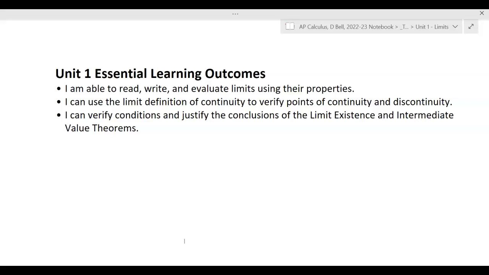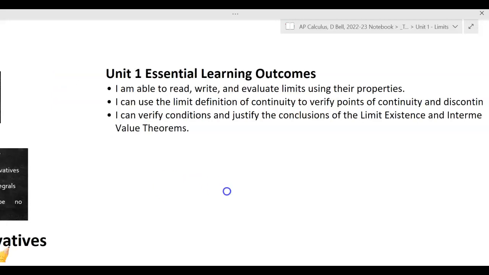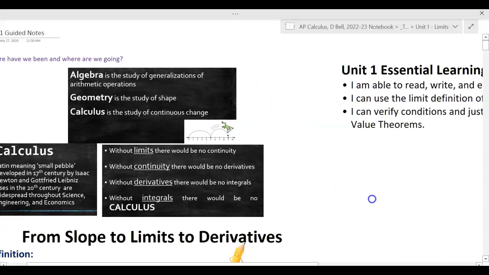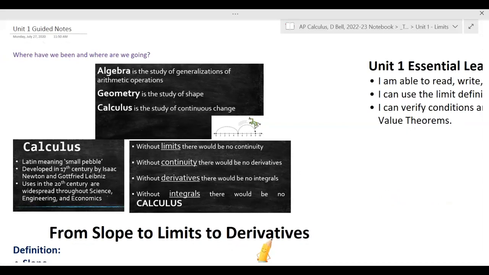Using the limit definition of continuity to verify points of continuity and discontinuity. And we have two theorems in Unit 1. So verifying conditions and justifying the conclusions of the limit existence theorem and the intermediate value theorem. So we're going to learn about limits. We're going to talk about continuity versus discontinuity and the limit existence theorem and the intermediate value theorem. So there's a lot you're going to learn in Unit 1. Those are the three things that you'll be assessed on.